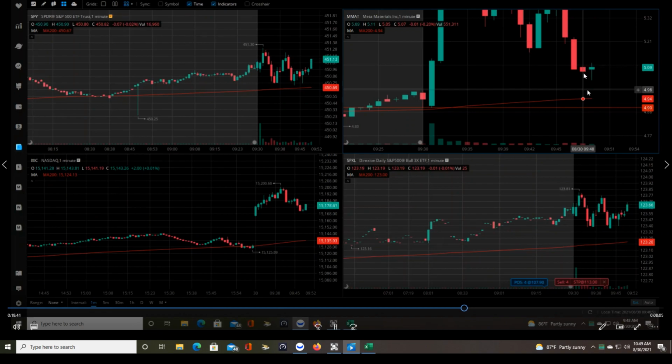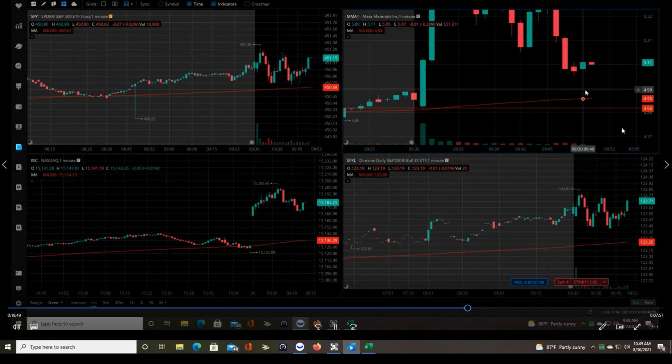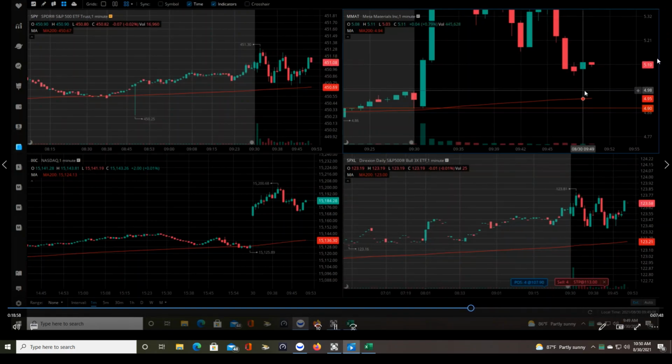So now here I'm looking for the next entry. The high is 511, so I'm looking for 512 or better. I think it happens on the candle after this one. It's going to happen very shortly here. So there's that candle. So I'm looking for 512 or better. Watch this price bubble. As soon as I see 512 or higher, then I trigger my hotkeys to get in.